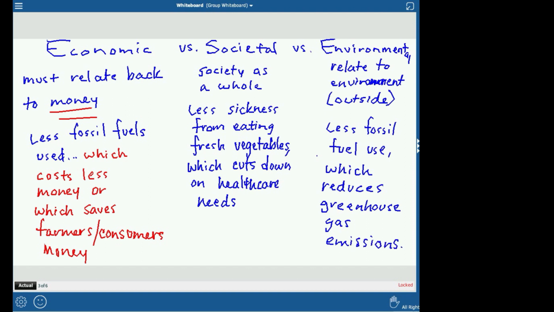Do you see how for economic and environmental we used the same thing, less fossil fuels, but for economic we tied it to money, and for environmental we tied it to something outside, like greenhouse gas emissions? That's how you can tell the difference between the two. I've seen a lot of these get confused on FRQs, on your actual FRQ and on the test as well, so I wanted to chat about that.